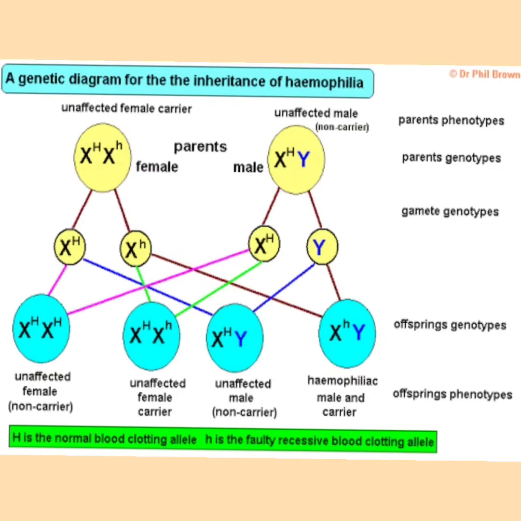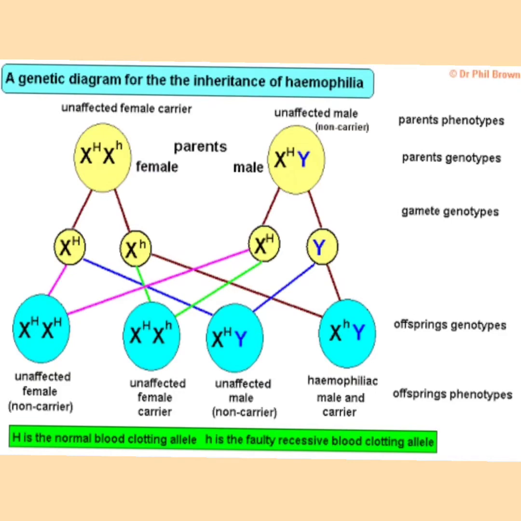It produces gametes. One gamete is normal, X to the power of capital H, and the other, which has the X chromosome, has the recessive allele of hemophilia. An unaffected male has an X chromosome with a capital H allele and a Y chromosome, and produces sperm gametes with X capital H and Y. So the sperms are normal.